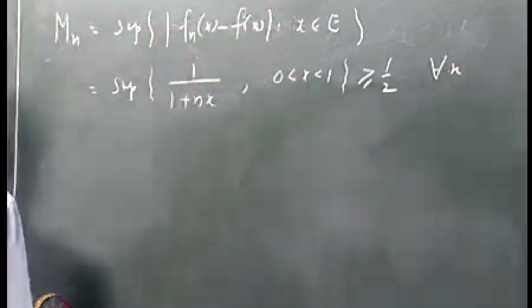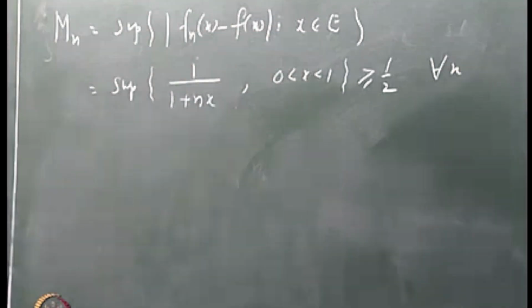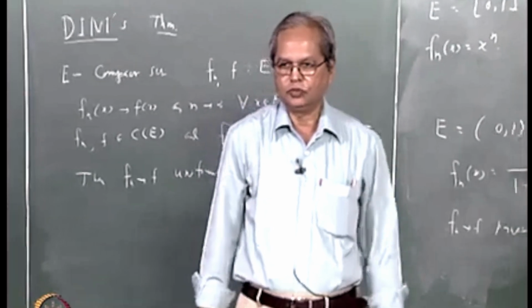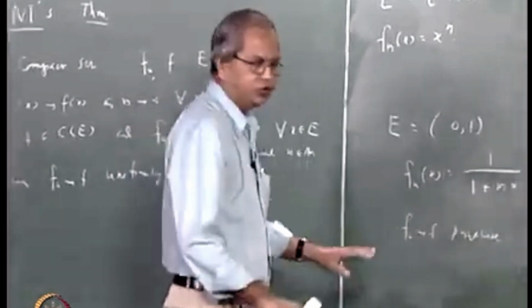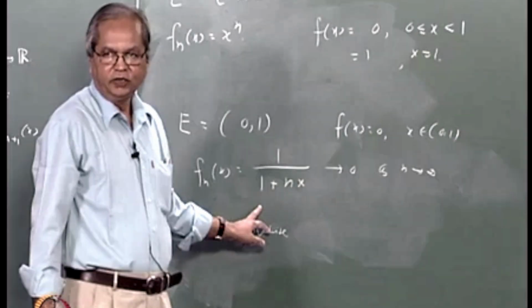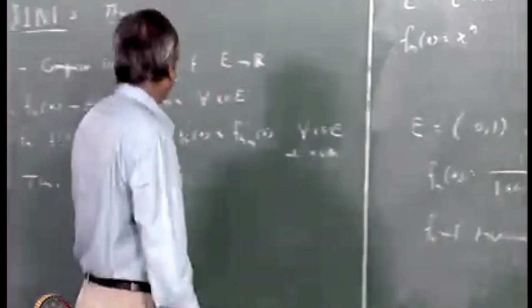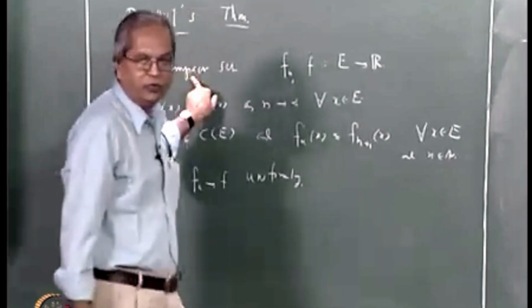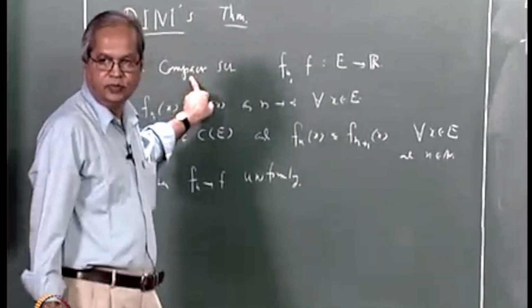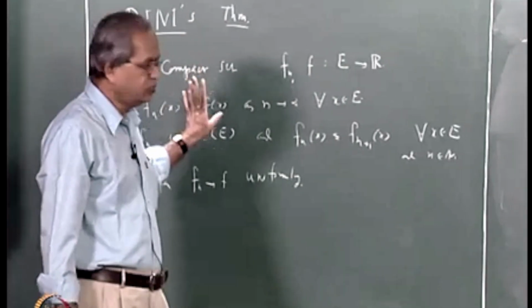So what does it say? If Mn is bigger than or equal to 1 by 2 for all n, obviously it cannot go to 0. That means Fn does not converge to F uniformly. So that means the hypothesis of compactness also cannot be dropped. So what remains now?